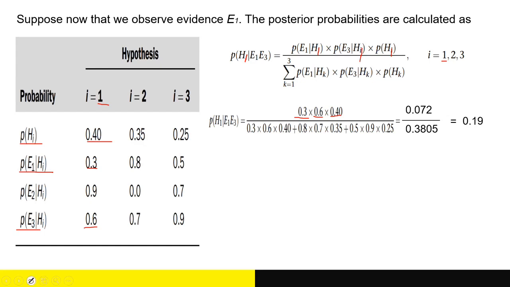So the value of k is equal to 1. So the probability of evidence 1 given hypothesis 1, our k is equal to 1. We have 0.3, multiplied by the probability of evidence 3 given hypothesis 1, so evidence 3 and our case 1. So we have 0.6 multiplied by the prior probability H1, 0.40, plus, and then our index k now is equal to 2.